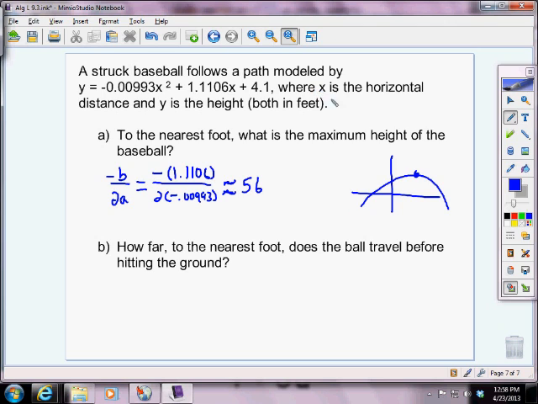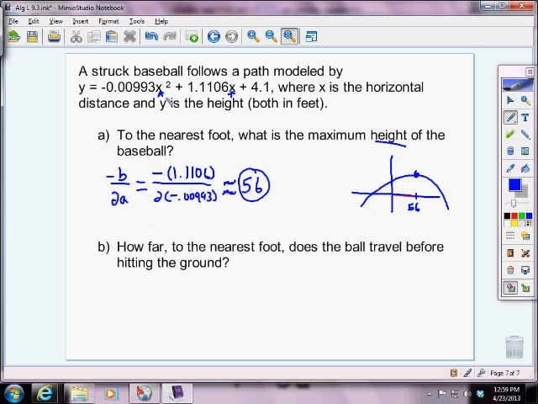Remember, x represents our horizontal distance. So what this is telling me is that at the vertex, we're horizontally over here to 56. So at 56 feet, it reaches its maximum distance. They want the maximum height. Not hard to figure out though, guys. Take your 56 and then just plug it in here for x.